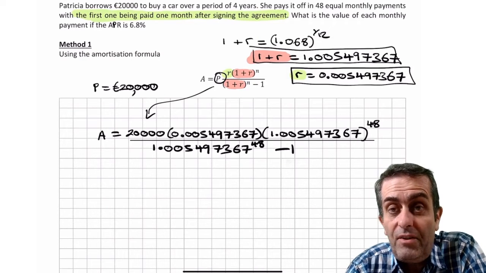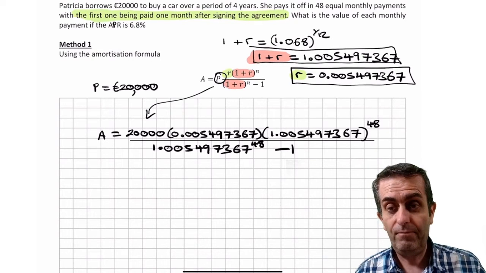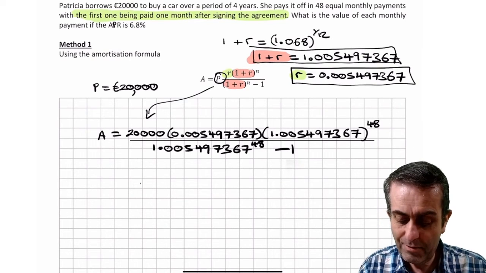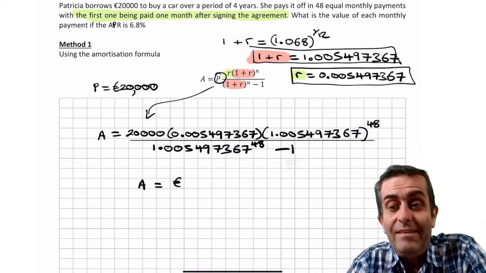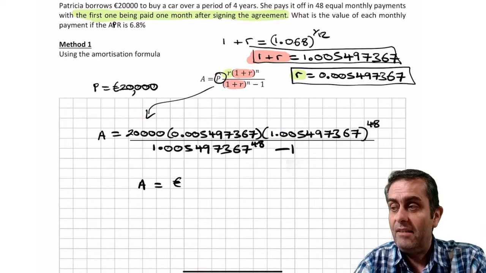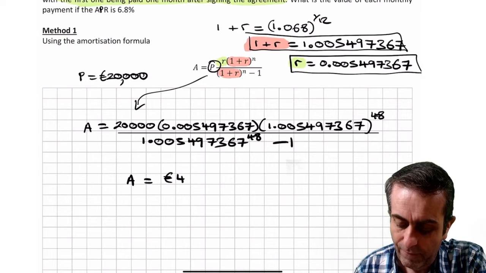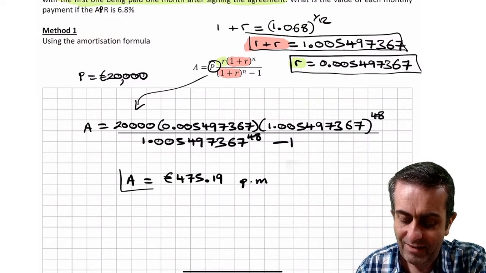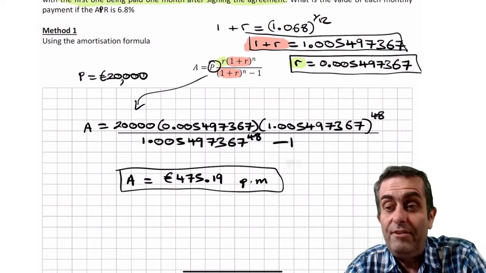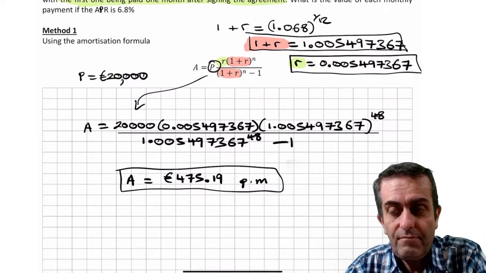Now the beauty of the amortisation formula is that we merely have to do this calculation and then we are done. Okay, so it's a fantastic way to approach the question, as long as you're absolutely sure that it works. Okay, now when we do this calculation, we obtain monthly repayments of €475.19 per month. Okay, now as I said, the amortisation formula is a fantastic formula to use as long as you know you're allowed to use it.